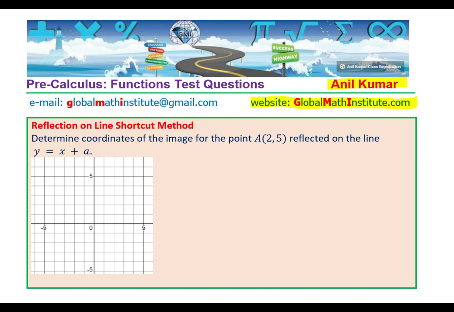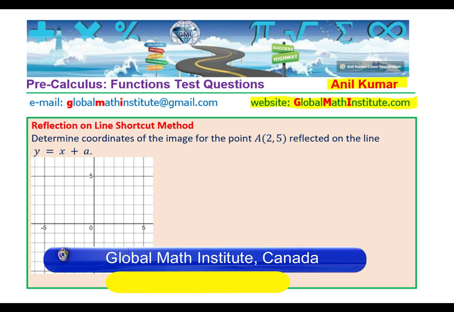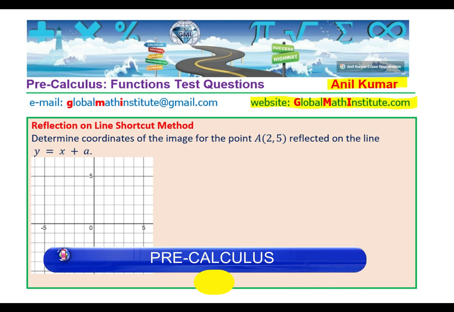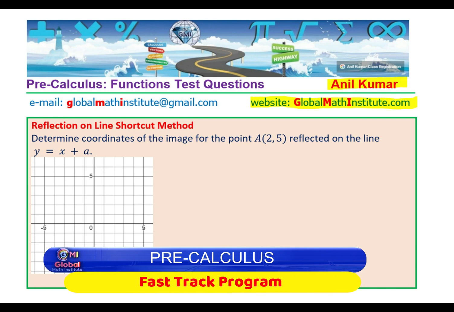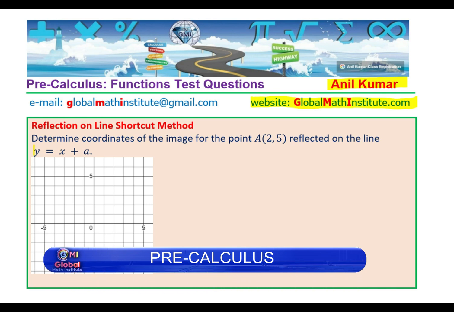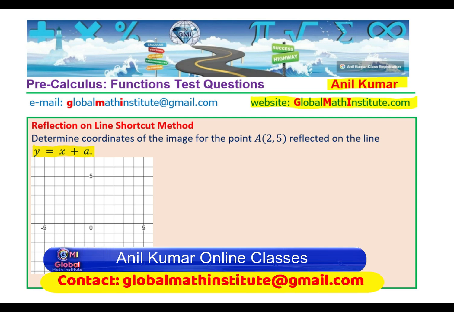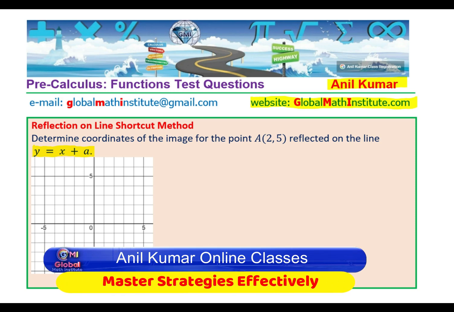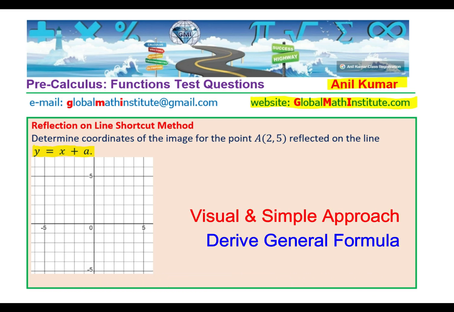Now, reflection on the x axis, reflection on the y axis, and reflection on the line y equals x is known to almost all the students doing pre-calculus. But when it comes to some other line, what we are taking here is a general line y equals x plus a, where a is the y-intercept. In that case, what is the image after the reflection? We are going to explore this in this particular video. I hope you will understand and appreciate it.